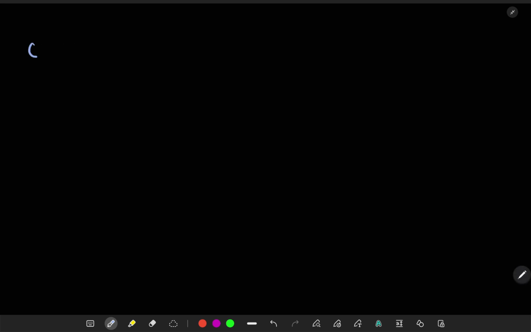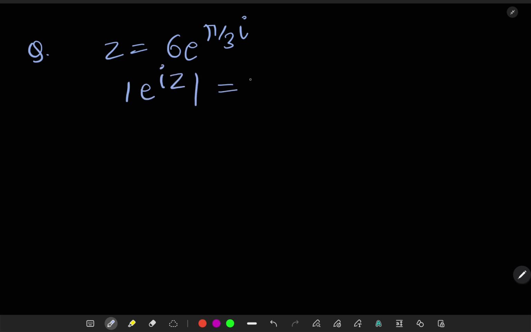Let's do another question. Z equals to 6 e raised to power pi by 3 iota. Here we need to find mod of e raised to power iota z.